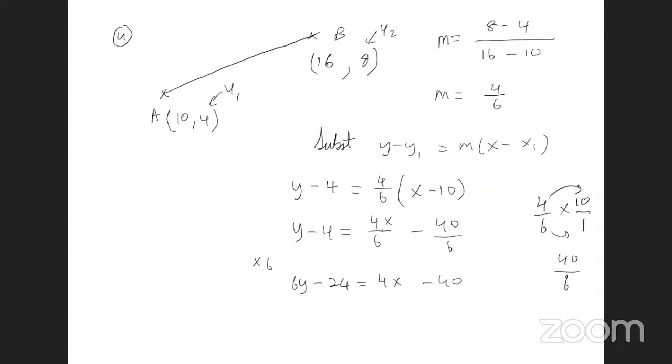Remember, I want you to understand the reason we're doing that. You don't want to work with the fractions. So to make it simple, you multiply every term. And remember, this should be every term, right? Now you have something much easier to solve. So 6y is equal to 4x minus 40 plus 24, right? So your final answer will be 6y is equal to 4x minus 16.